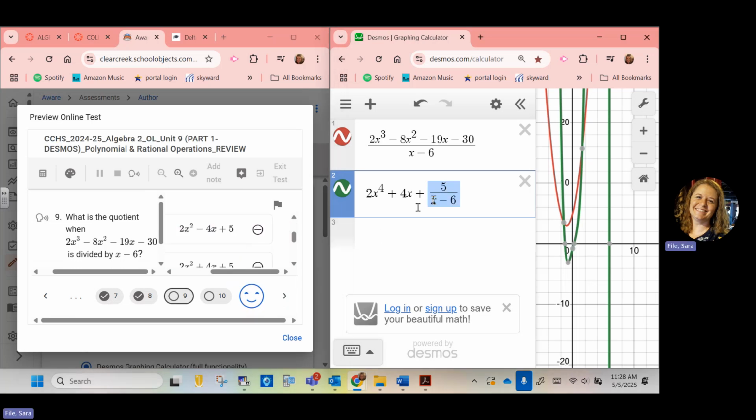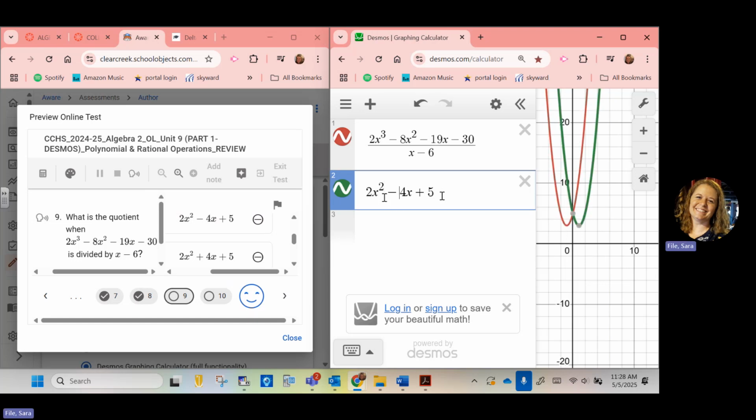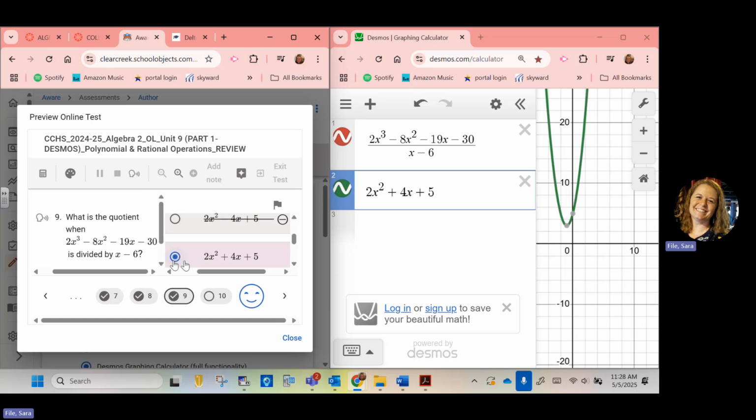Okay, what about plus 5? Close. Not it though. Not exactly the same. Okay, so, oh, let me double check. Sorry, that one was 2x squared. So let me change that to a 2x squared. So 2x squared, and then it was minus 4x plus 5. So no, that was not it. Okay, so 2x squared, let's change it to plus 4x plus 5, and that one is exactly the same. So that's the one that I would select.